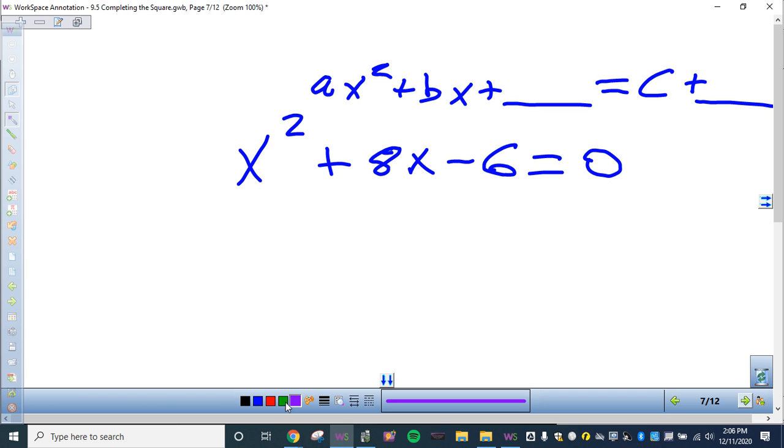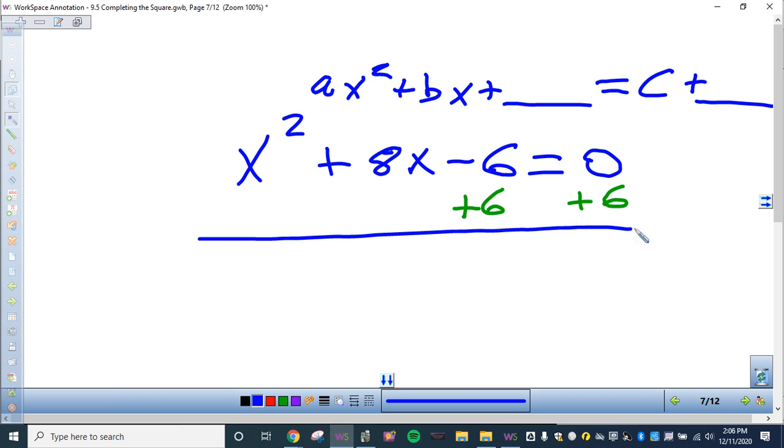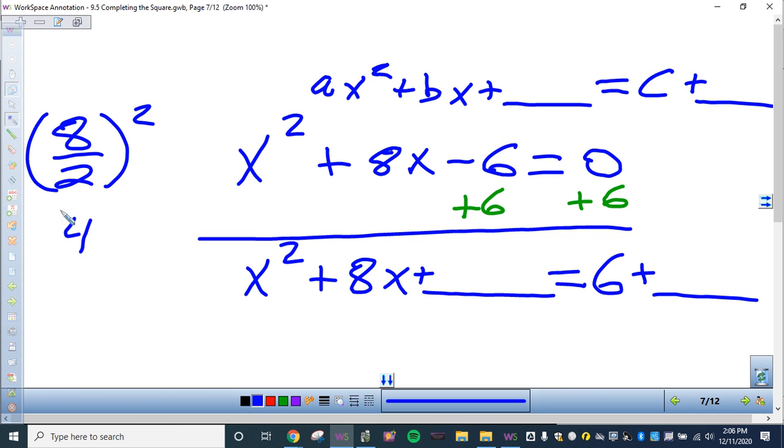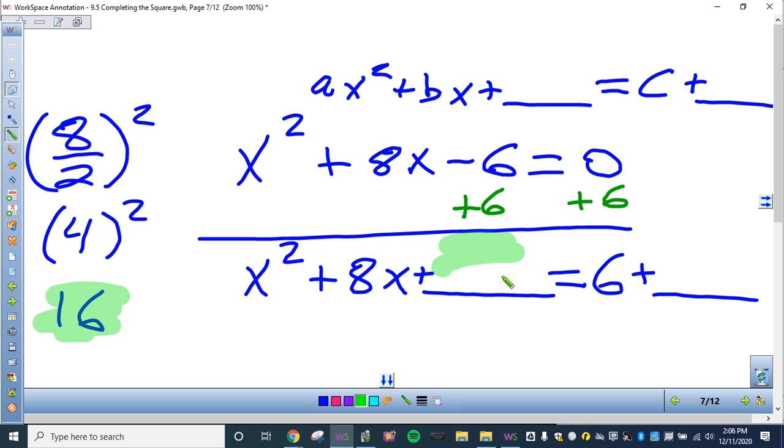That's what that means. So, first step on this one, back to the regular. So the b term is even, makes it way easier. We're going to add 6 to both sides. So we get x squared plus 8x, blank spot, equals 6, blank spot. b over 2, 8 divided by 2, which is 4 squared, which is 16. The 16 is what we're going to add to both those spots.